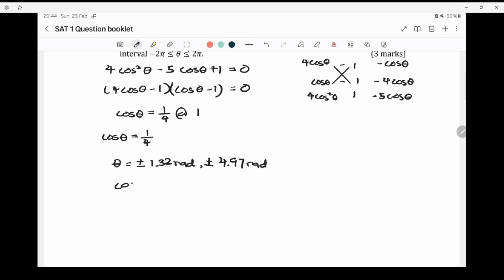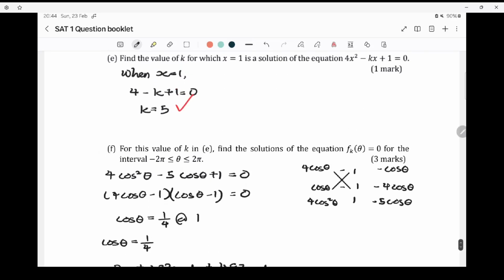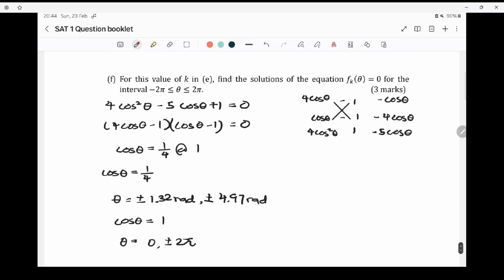So if you look at cos theta equals 1, theta would be 0, plus or minus 2 pi. So that will be your answer. Finding the factor, finding the answer for the first part and the second part. That's all. Thank you.